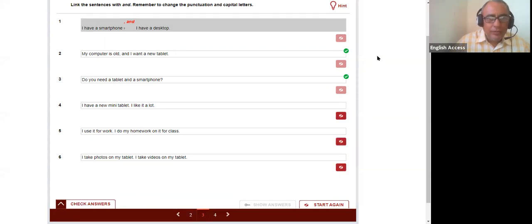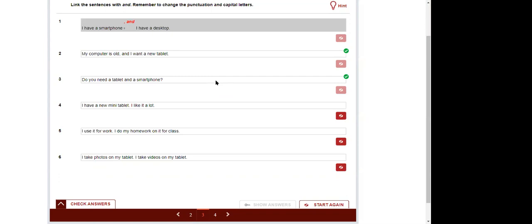Vamos a ver otra vez. Do you need a tablet? Do you need a smartphone? Do is used in the two sentences. O sea que aquí do se usaba en las dos oraciones. Por eso ya no ocupábamos la coma. ¿Se acuerdan?